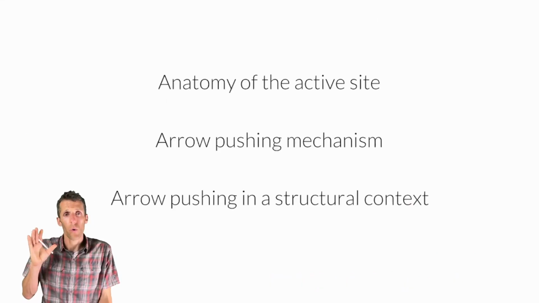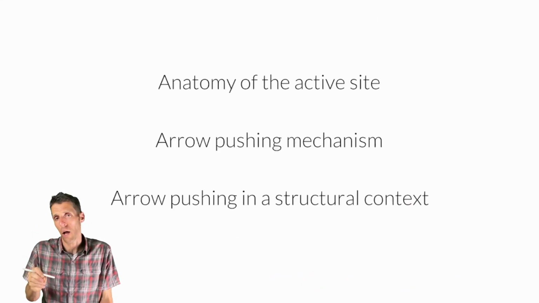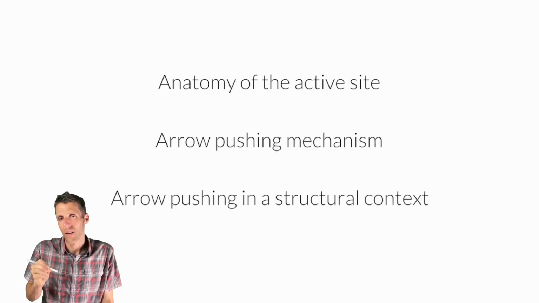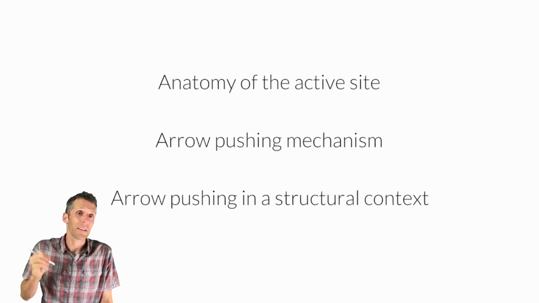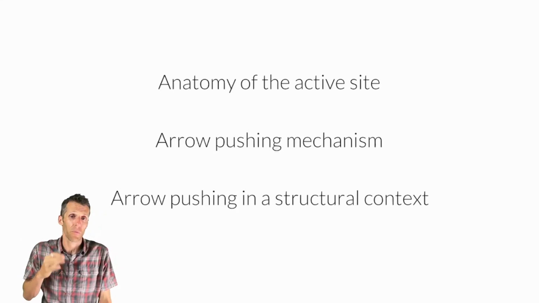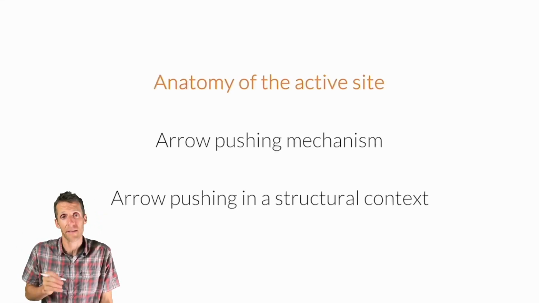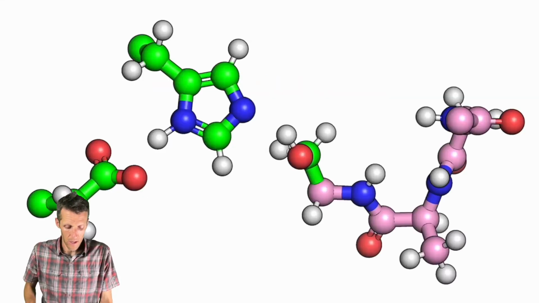Okay, so it's speeding up this reaction a lot. How does it do so? Getting into that's pretty complicated in some ways. So what we're going to do is break that into three parts. We're going to ask what's the anatomy of the active site. We're going to do some arrow pushing, and then we're going to do some arrow pushing in a structural context. So let's dig into those.